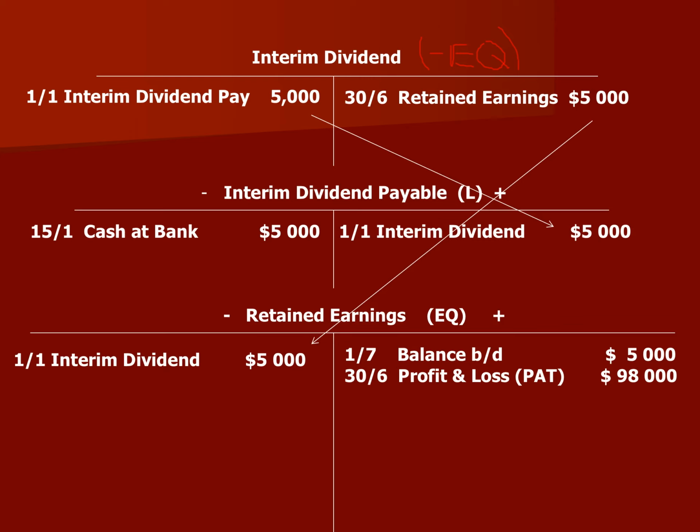The directors may now declare a final dividend, which is then paid sometime in October or November of that financial year.